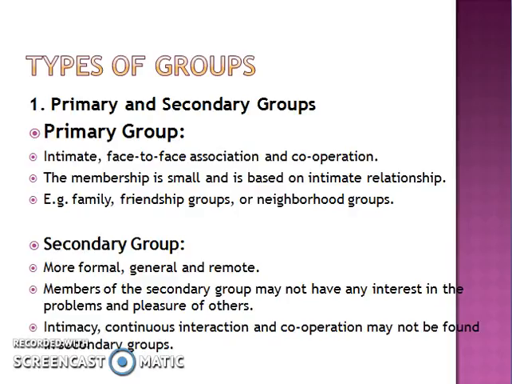Secondary group: more formal, general and remote. Members of a secondary group may not have any interest in the problems and pleasures of others. Intimacy, continuous interaction and cooperation may not be found in secondary groups.